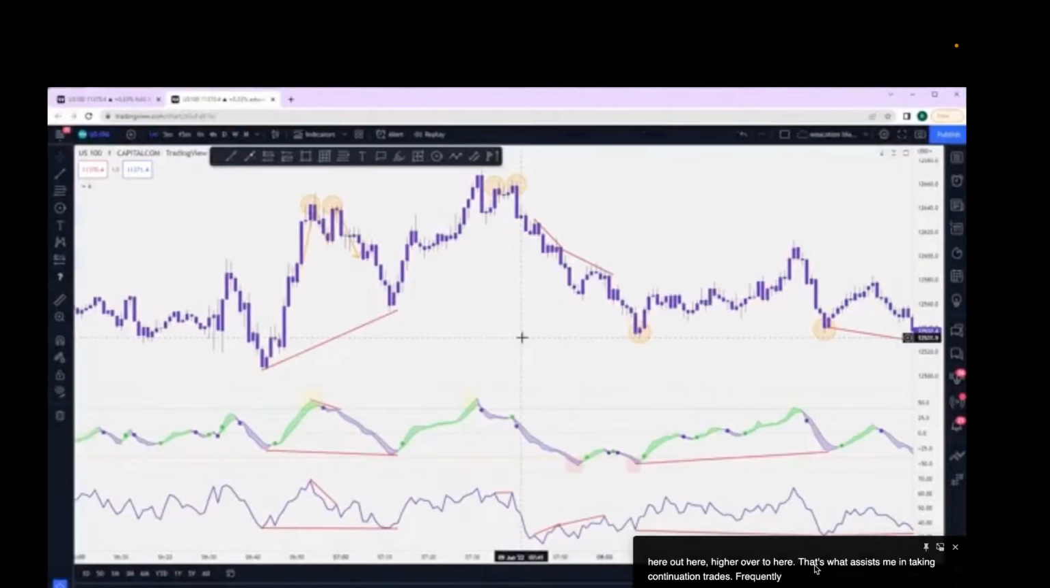Frequently asked question: do these occur on other time frames? Because people see me trade 1 minute and they think, well, but I trade the 15-minute or the 1 hour. Is this really relevant there? Yes, it is. Also relevant on other markets. Let's dive into another time frame and another market.